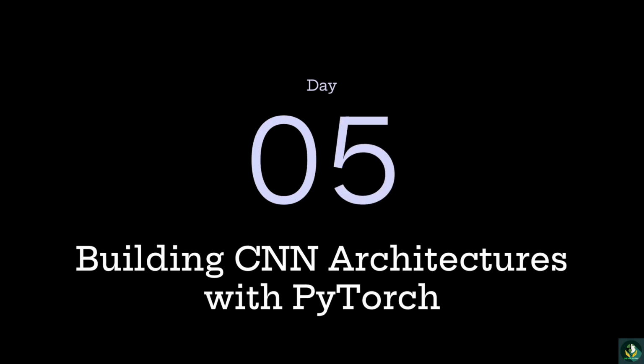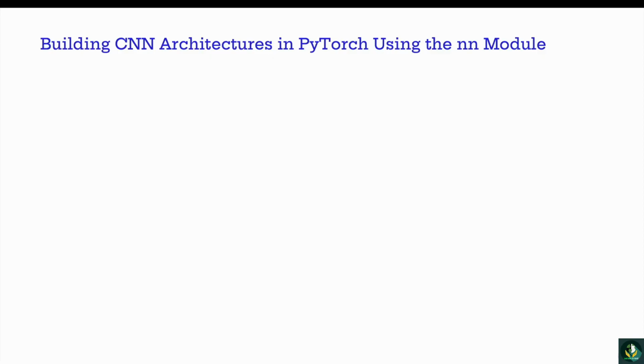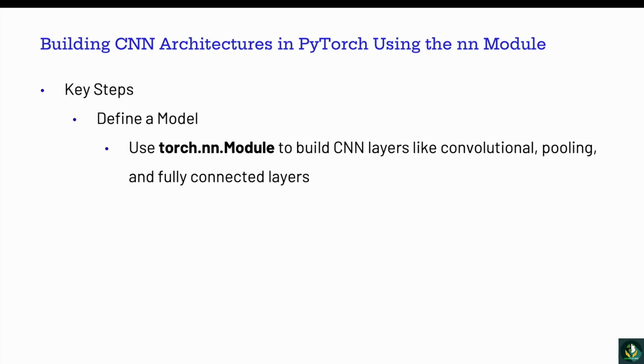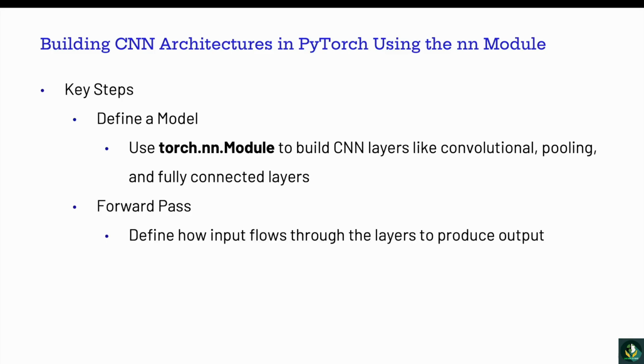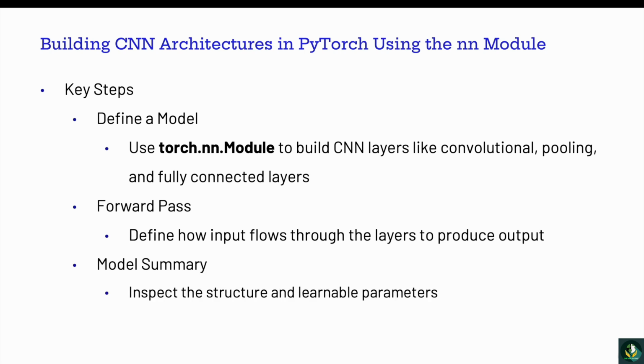Day 5. Building CNN architectures with PyTorch. Today, we'll start with building a CNN architecture in PyTorch using the nn module. The key steps here are: first, we will define a module where we will use torch.nn.Module to build CNN layers like convolutional, pooling, and fully connected layers. Then we'll do a forward pass where we will define how the input flows through the layers to produce the output. And then finally, the model summary will inspect the structure and learnable parameters.